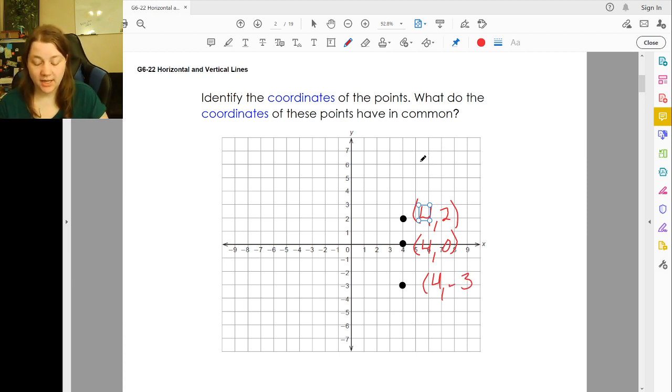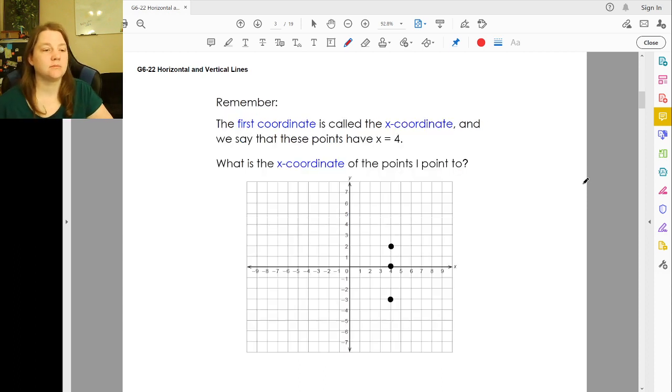So these all have the same x coordinate, because that first coordinate is the same for all of these. The first coordinate is called the x coordinate. They all have the number 4. So the x coordinate of all these points is 4.